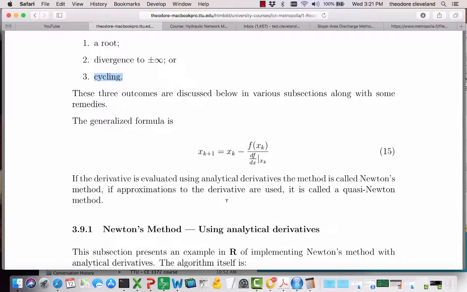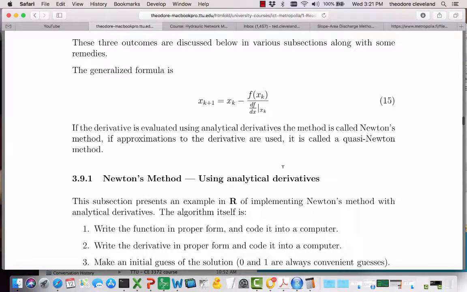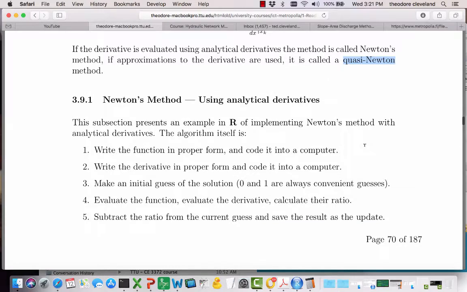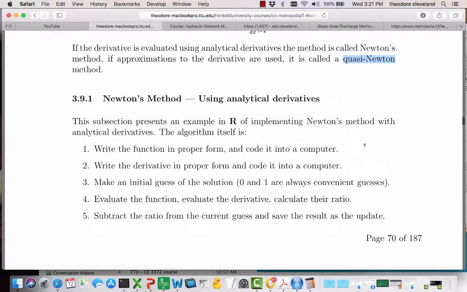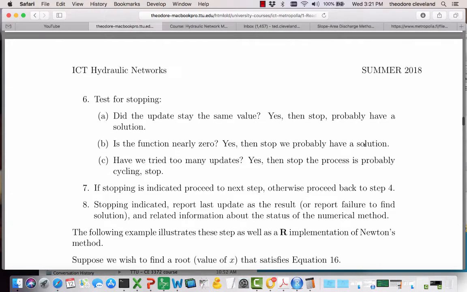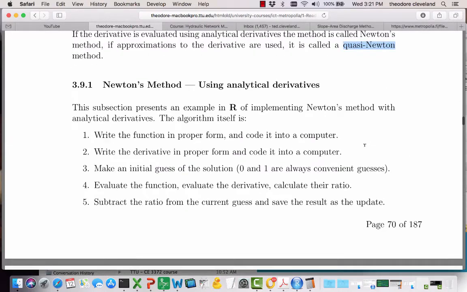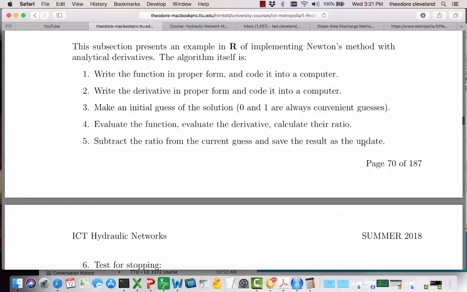The generalized formula is xk plus 1 equals xk, where k represents the iteration count, minus f of xk over df dx at xk. If the derivative is evaluated using analytical derivatives, it's called Newton's method. If we use numerical derivatives, it's called a Quasi-Newton method. Here's an example using analytical derivatives. I'll go through it pretty fast, but we can discuss the algorithm really quickly.